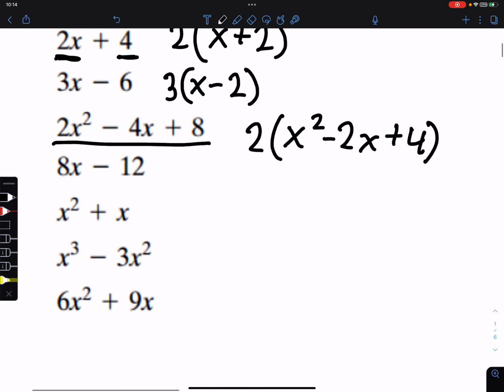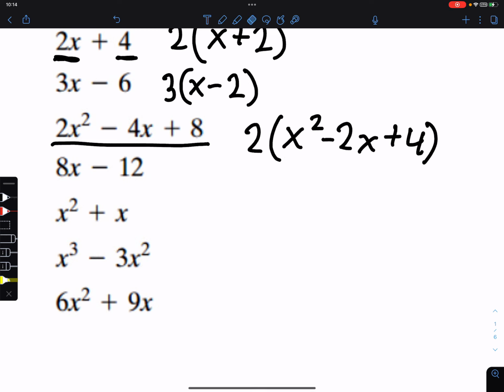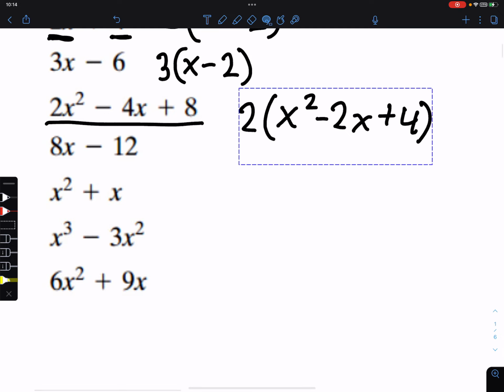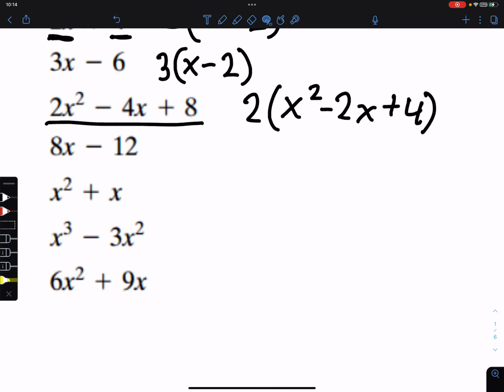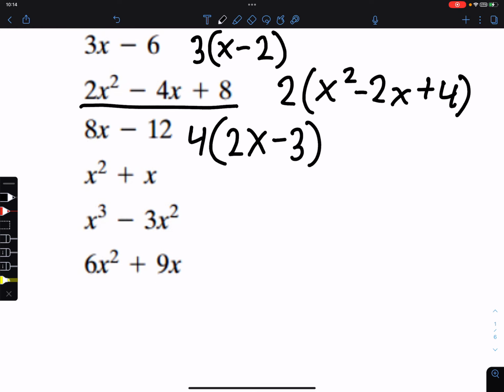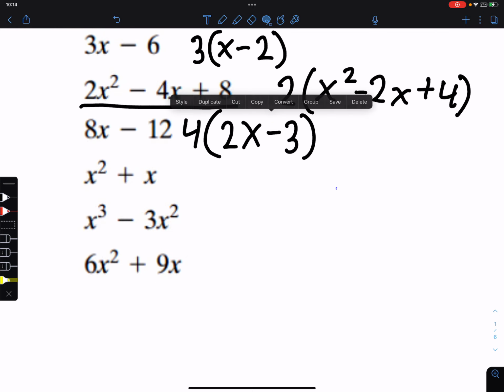And really, how I'm getting this so fast is I'm thinking this times 2 should give me what I had originally, okay? So 2 times blank gives me negative 4, negative 2. 2 times blank gives me 8, which is 4. Okay. Keep on going. So 8x minus 12, we factor out here a 4. So 2x minus 3.